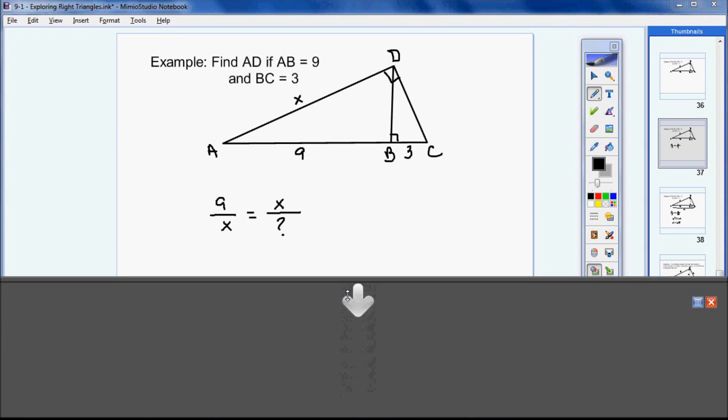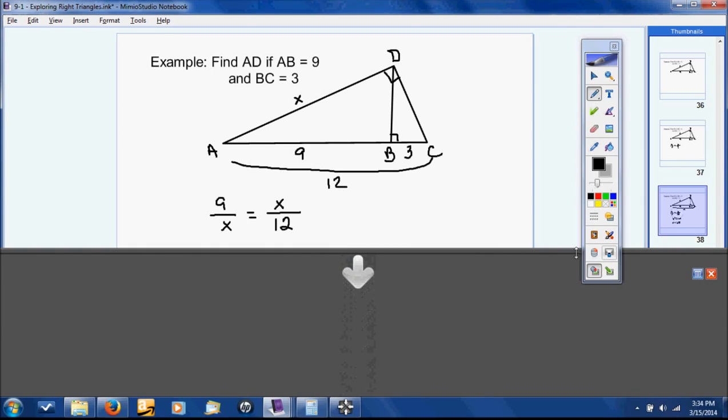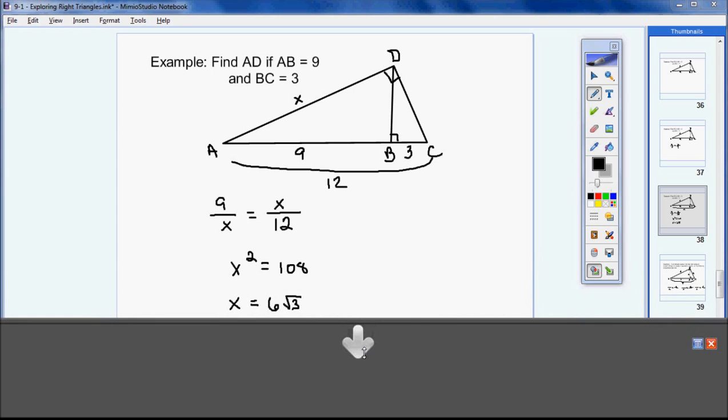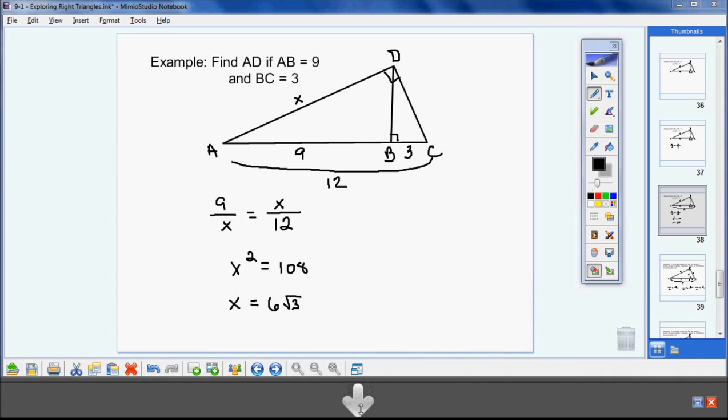Okay, so I'm just going to fill in your blank. It's a 12. So now we need to cross multiply. When we do 9 times 12, that gives you 108. We figured out 108 today already, and that came out to be 6 times the square root of 3. So it still is 6 times the square root of 3. Let's make sure everybody had a chance to write all that down.